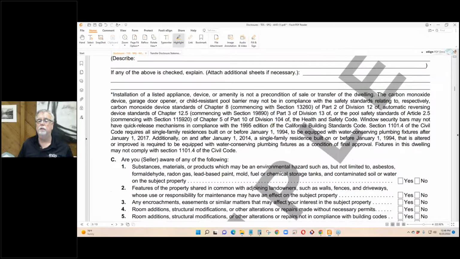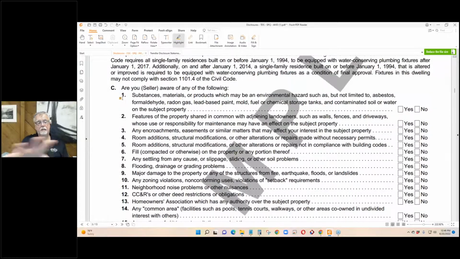And they've gone to the trouble now of adding a bunch of things that explain. Installation of a listed appliance, device, or amenity is not a precondition of sale or transfer of the dwelling to carbon monoxide. It's just asking them questions. And then they ask a group of other questions, of which one is almost always checked. And that's the one about features of the property shared in common. For example, walls, fences, and driveways.